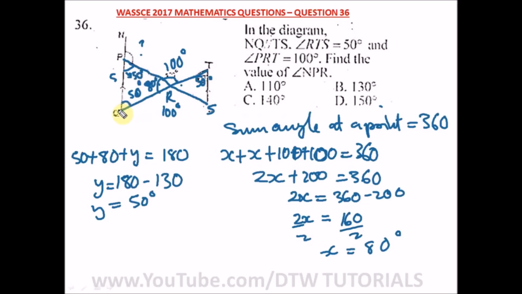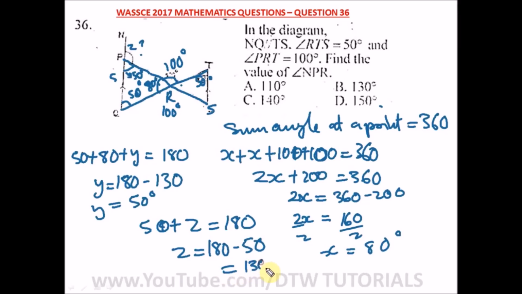To get this angle now, remember angles on a straight line is equal to 180. So we have 50, let's make this z, so 50 plus z is equal to 180. So z will definitely be 180 minus 50, and this will give us 130. So angle NPR is 130 degrees, and our right option here is option B.